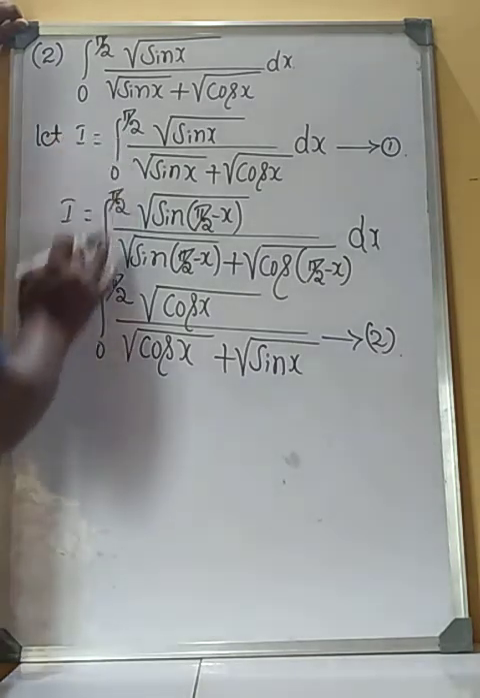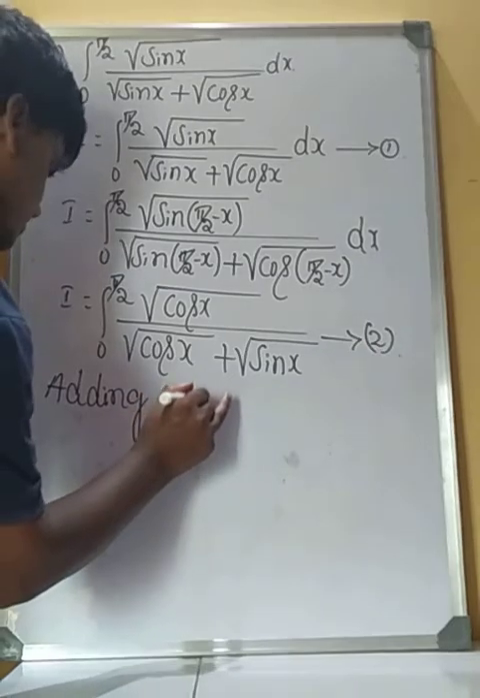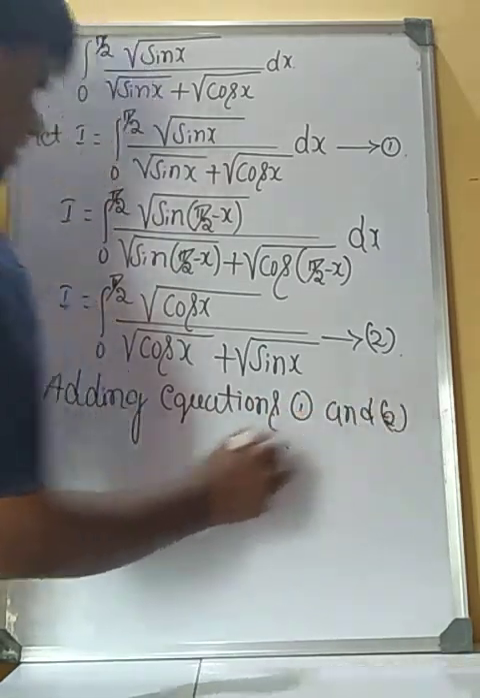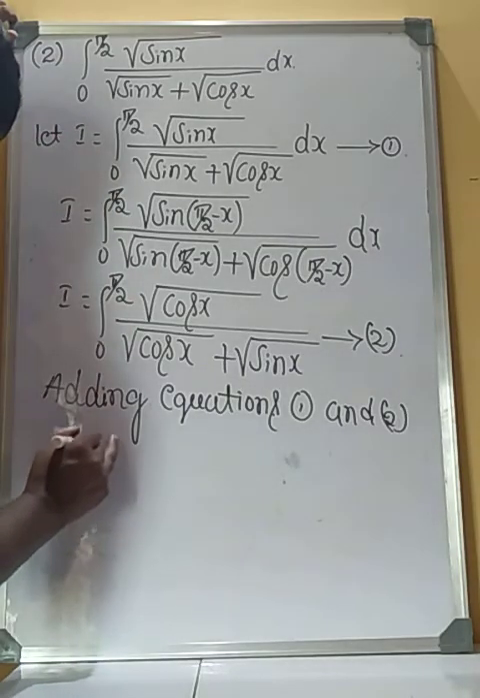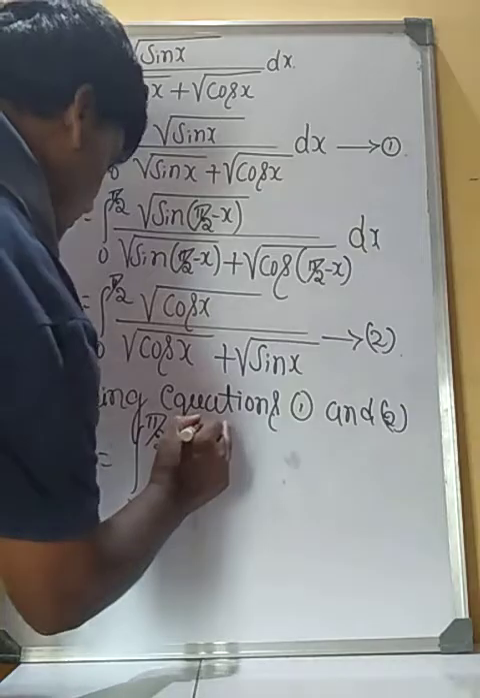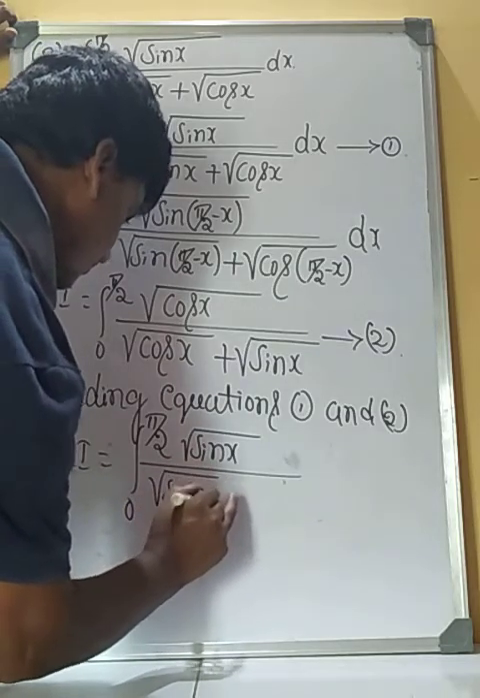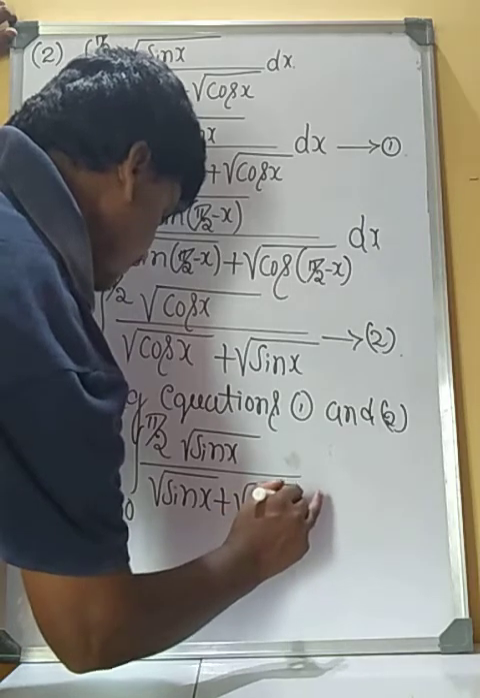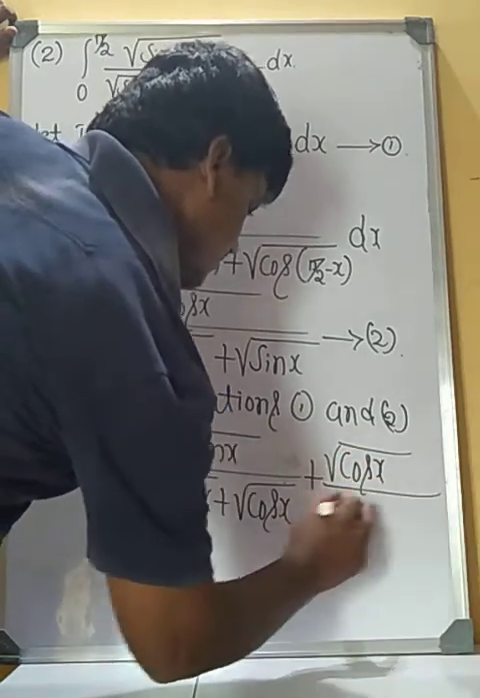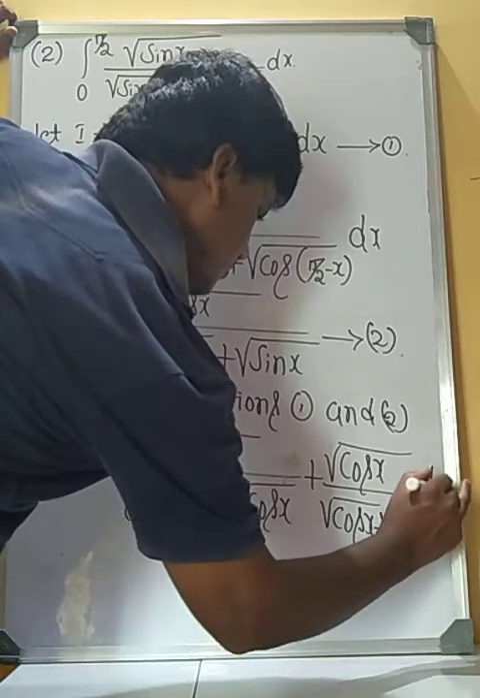Now adding equations 1 and 2, we get I plus I is 2I equal to the integral from 0 to pi by 2 of square root of sin x divided by square root of sin x plus square root of cos x, plus square root of cos x divided by square root of cos x plus root of sin x, into dx.